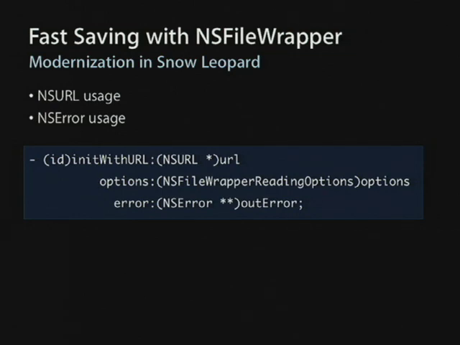So its new initializer looks like this: init with URL, options, error. And the options are kind of interesting. You can take control over whether or not it ever memory maps files in, and also whether or not it reads stuff immediately or lazily. And if you look in the header, AppKit NSFileWrapper.h, there's copious comments helping you choose which options you want to use.